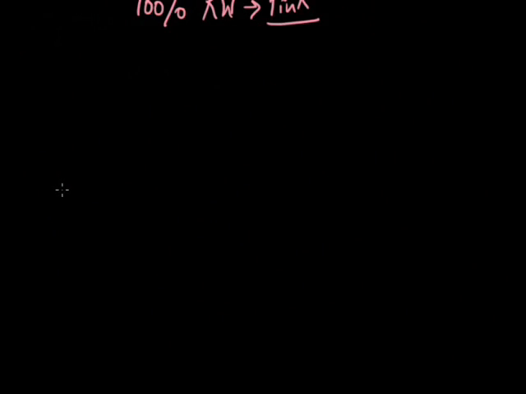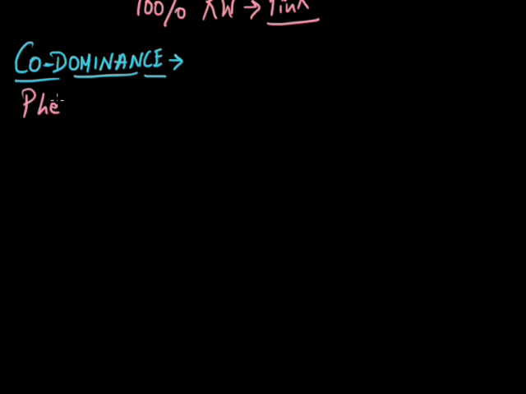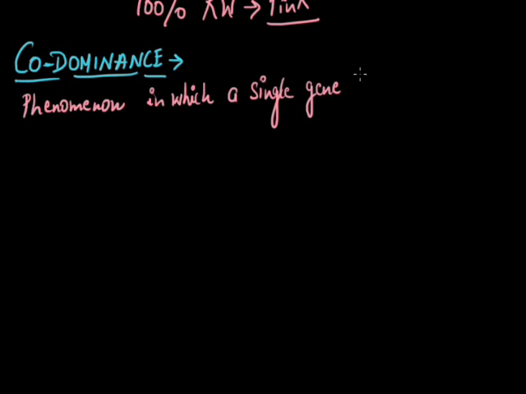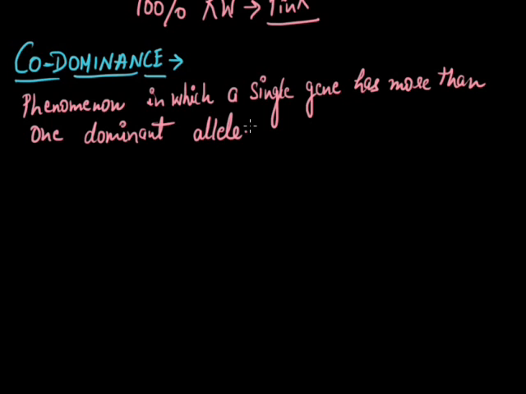Next we will deal with codominance. So after incomplete dominance, we'll discuss codominance. Codominance is the phenomenon in which a single gene has more than one dominant allele. That is, a single gene codes for more than one dominant allele.